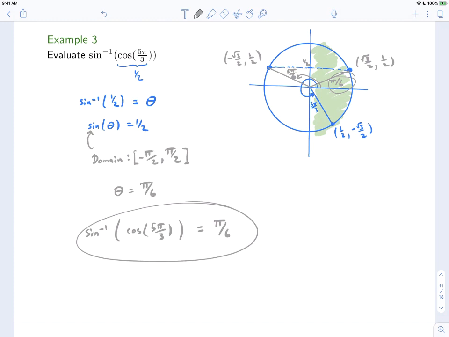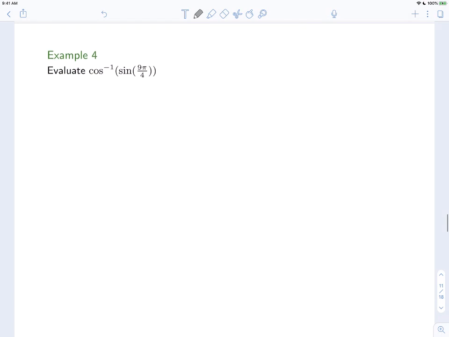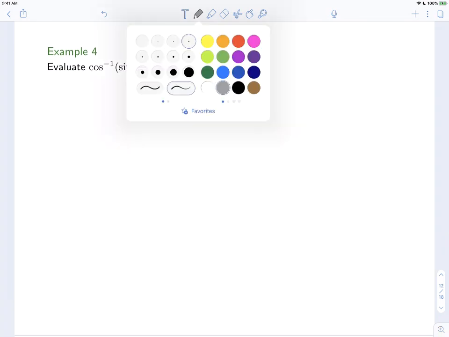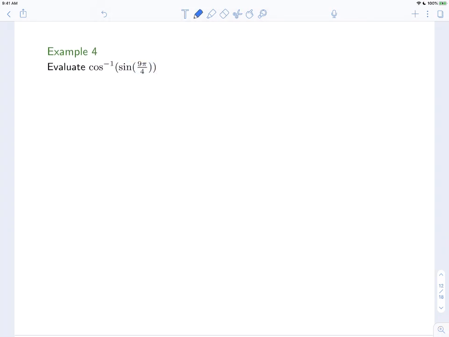Let's do another example. Here we want to evaluate the inverse cosine of sine of 9 pi over 4. So this is the same kind of problem that we did before. So the first thing we want to do is figure out what that value is. What is sine of 9 pi over 4? And again, in order to do that, we're going to make use of a unit circle.